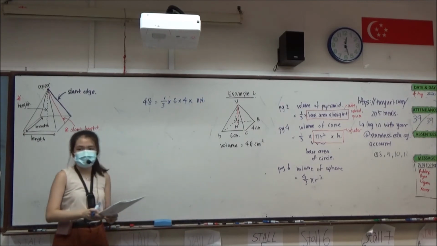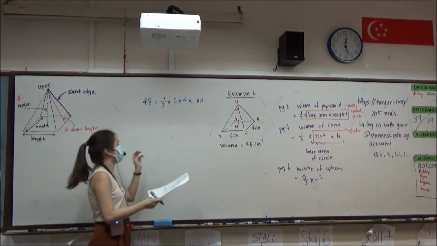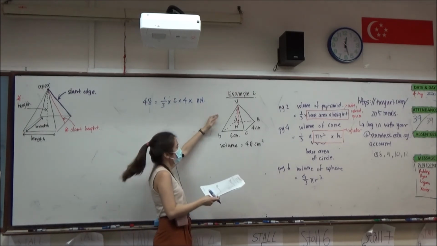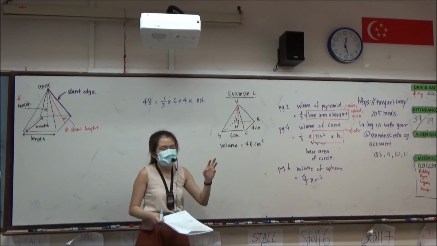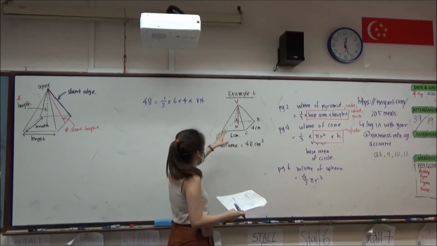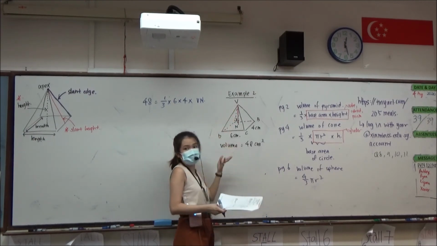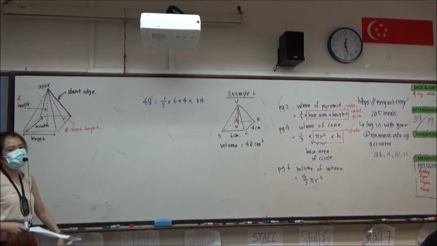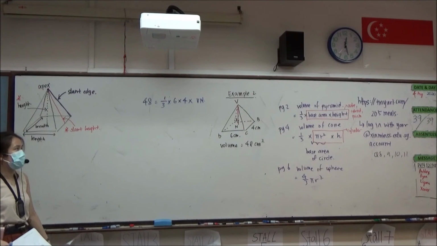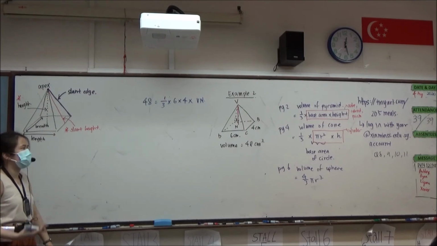I noticed that in your WA3, many of you are not used to using the letters that are given. You like to always say, let VN equals to x. That's unnecessary. We know that this thing is actually just called VN, that's all. Don't need to go and introduce another letter inside it, and then you confuse yourself, or sometimes may confuse the invigilator or the examiner.